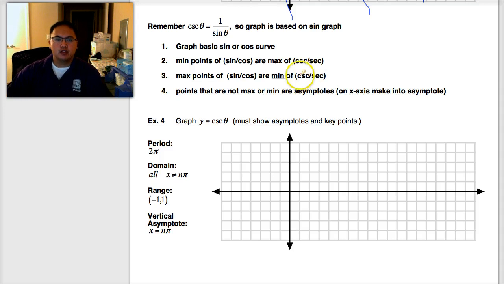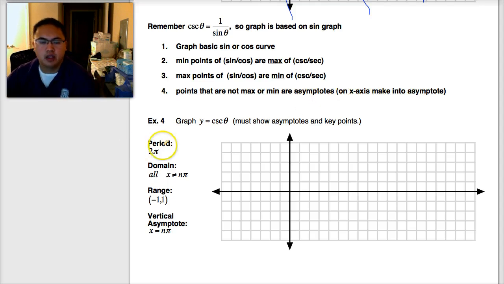Okay. So the very easy way to remember it, most people forget, is I could graph a sine or cosine curve. Wherever it's a min, I will make it a max. Wherever it's a max, I'll make it a min. And those that are not maxes or mins, basically the halfway points, I'm going to make them asymptotes. Or another word for asymptotes are like those vertical lines that I drew last time.